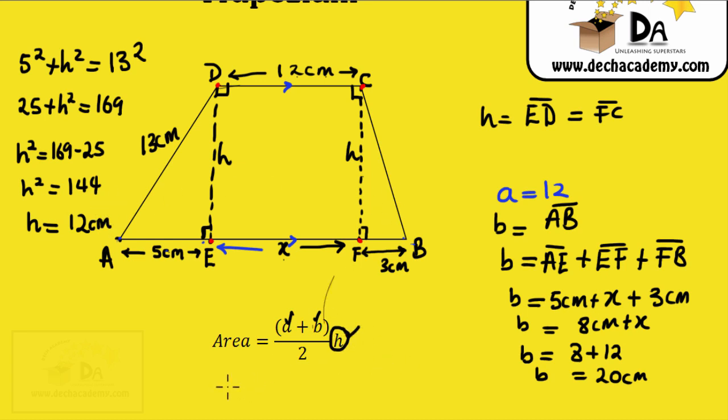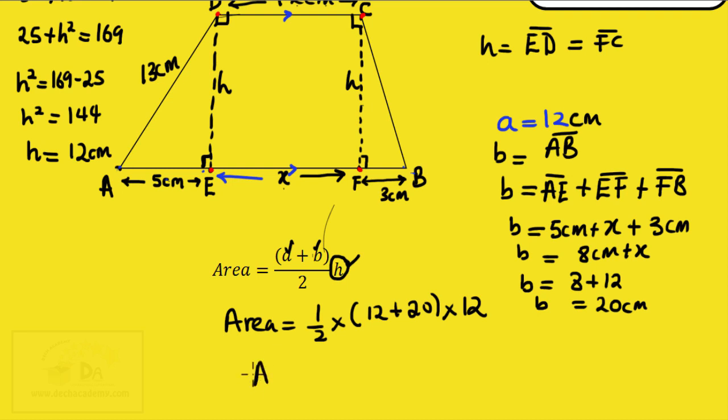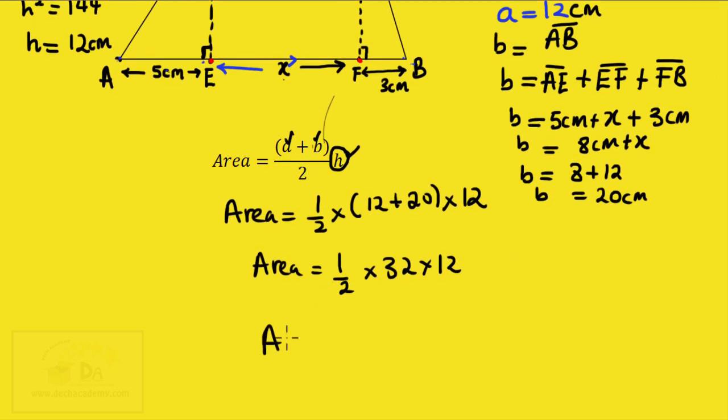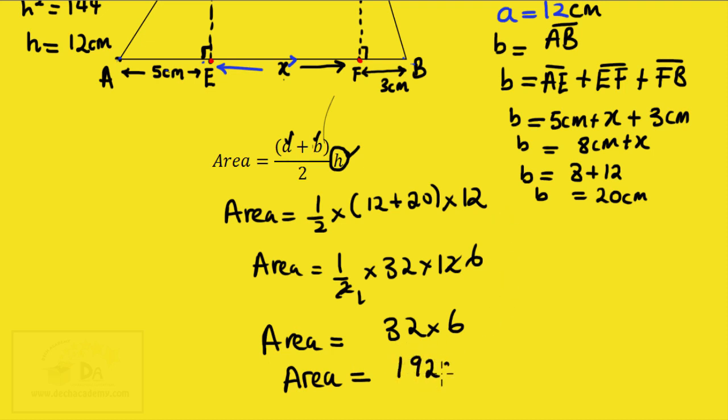So now that H is known, the area of the trapezium is given by half times A plus B, which is 12. So A is 12 centimeters. A plus B, 20, times the perpendicular height, H, which is also 12. So the area is equal to half times 32 times 12. Area is equal to, well, 2 here 1, 2 here 6, so it's equal to 32 times 6 centimeters squared, of course. So area of the trapezium is equal to 192 centimeters squared.